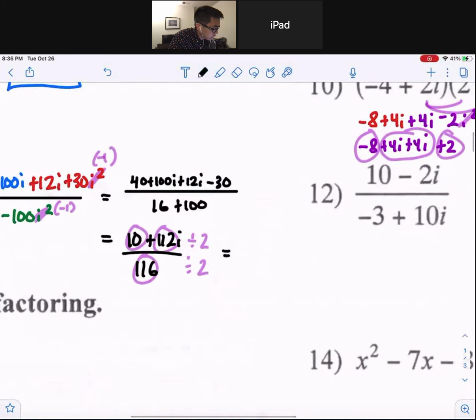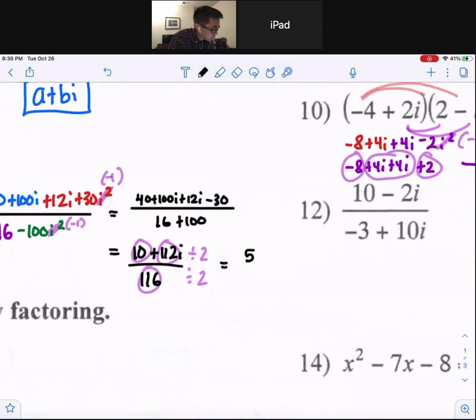10 divided by 2 is 5. Now, if you guys don't know how to do 112 divided by 2, well, there you go. 2 times 5 is 10, so 11 minus 10 is 1. Drop down the 2. 2 times 6 will give you guys 12. So that's 5 plus 56i.